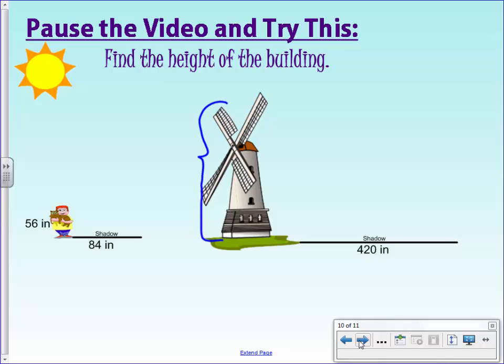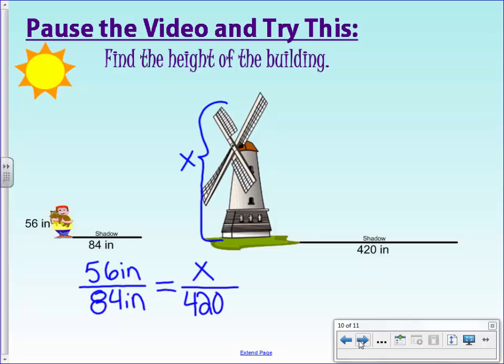The height of the windmill will be x, since that is what we didn't know. So then we set up our proportion, 56 over 84 inches equals x over 420. We're putting the height of the person and object over the length of their shadow.